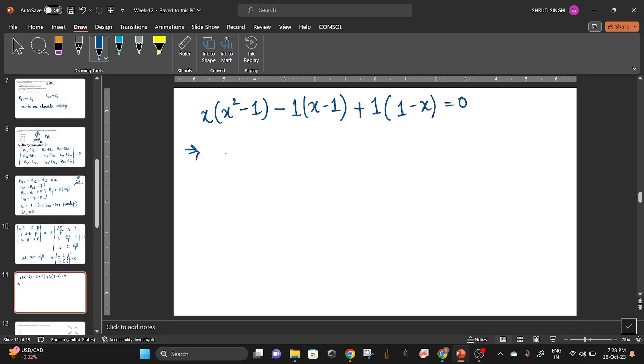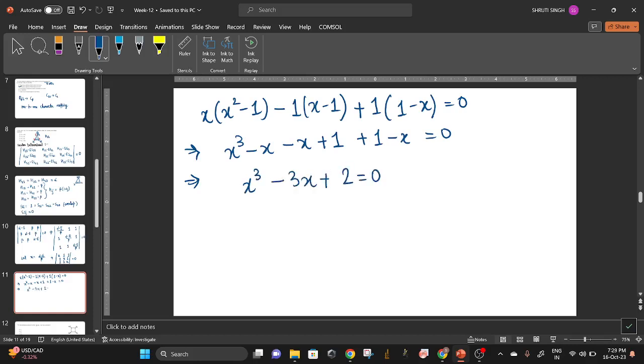So on expansion, it will be x cube minus x plus 1 minus x equals to 0, which means it is x cube minus 3x plus 2 equals to 0. Now we got a cubic equation. One of the roots will be x equals to 1. So when we put 1 minus 3 plus 2, it will be equal to 0, which satisfies this. So one root is x equals to 1.